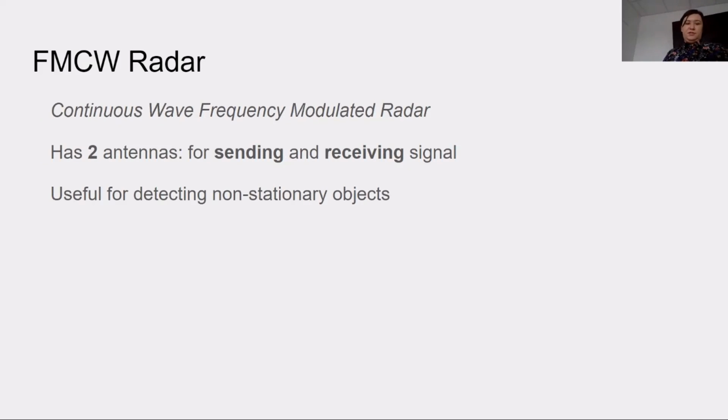And this type of signal has one very major advantage, because it is useful for detecting non-stationary objects. So we can detect objects which are moving, like planes, ships, drones, or birds, or vehicles. And due to that, we can also measure how they are moving and their representation of velocity.